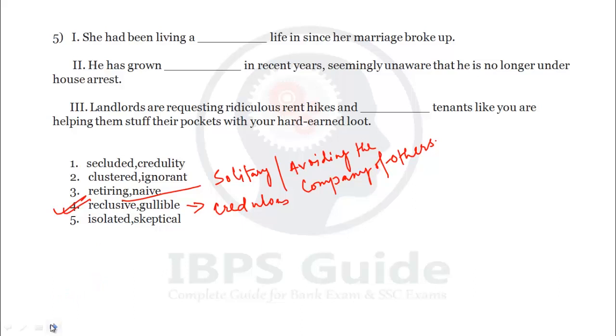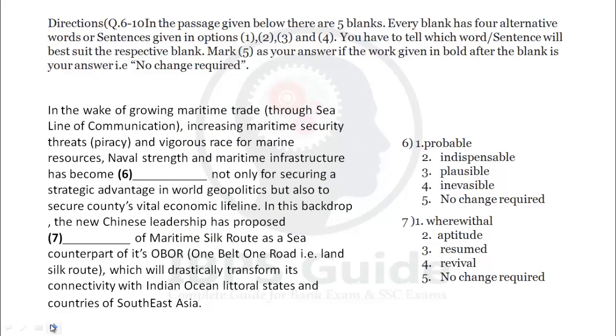Let's move to question number 6. Questions 6 to 10 are fill in the blanks. In the wake of growing maritime trade through sea line of communication, increasing maritime security threats, piracy, a vigorous race for marine resource, naval strength and maritime infrastructure has become: first option probable, indispensable, plausible, inevitable, no change required.